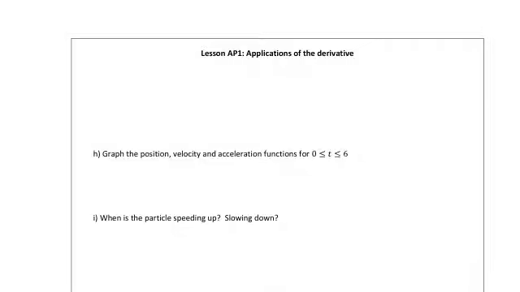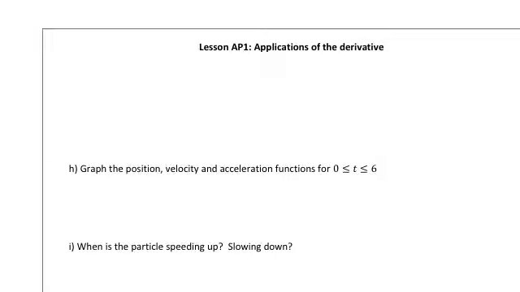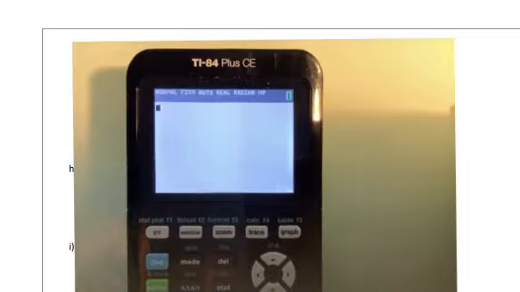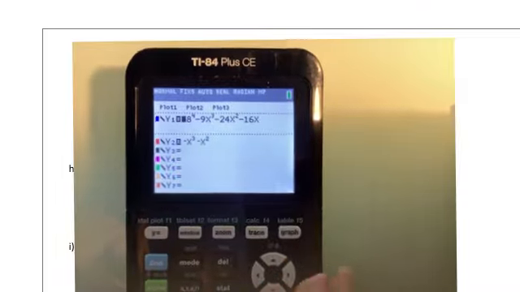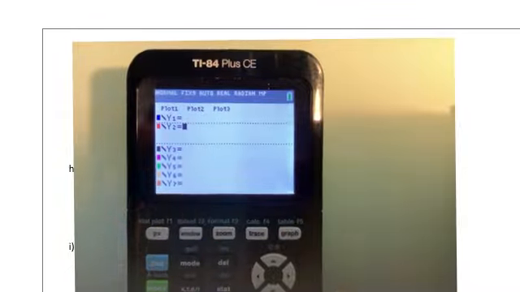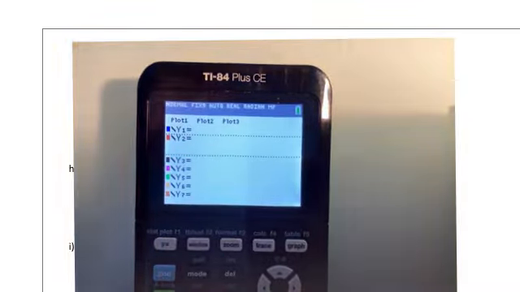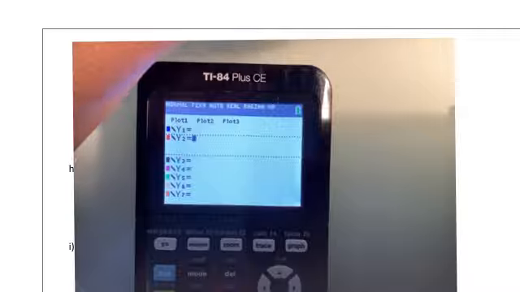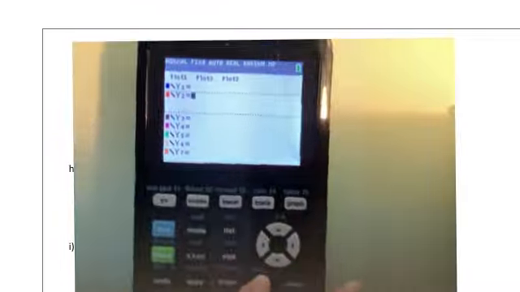Okay, graphing the position, velocity, and acceleration equations, that's a great calculator exercise that you should practice doing. Actually, maybe I'll show you how to do that. So here's my calculator, and I'm going to go into my function editor, clear out whatever there is in there, and I'll put in my three equations for position, velocity, and acceleration under y1, y2, and y3.